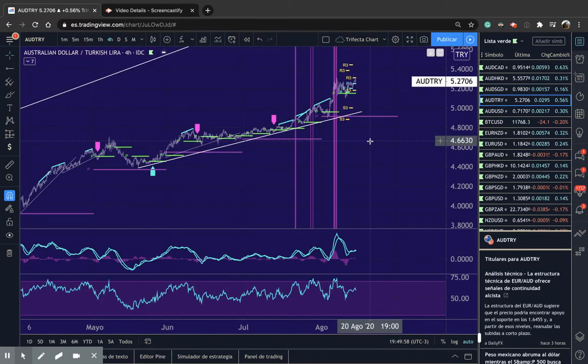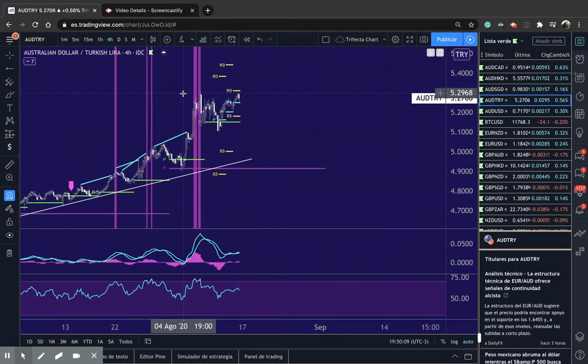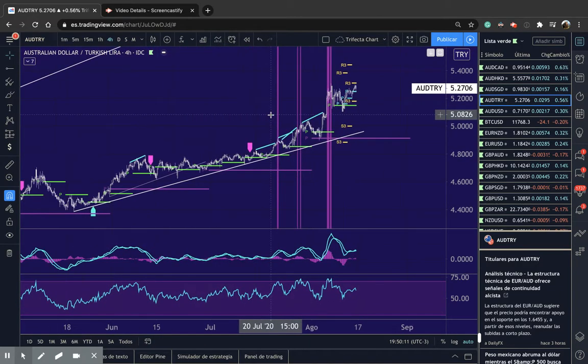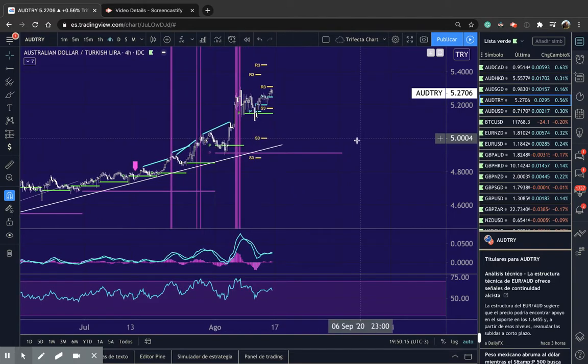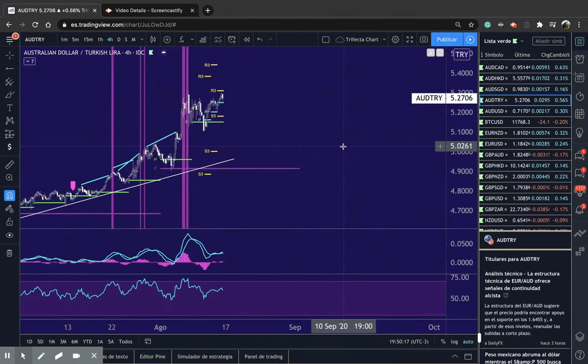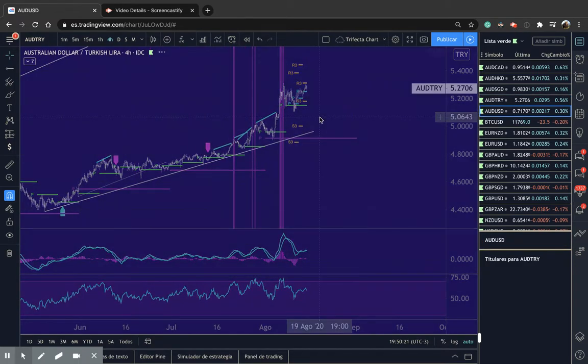Here we have the Australian against the Turkish lira, and we have a nice double top with MACD divergence and RSI 28 divergence as well. We could be in front of a really nice setup also because we have this amazing target over here. So pay attention to this, and if everything happens, we could take a really nice gain.